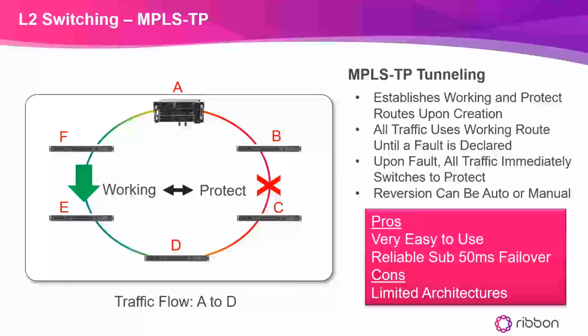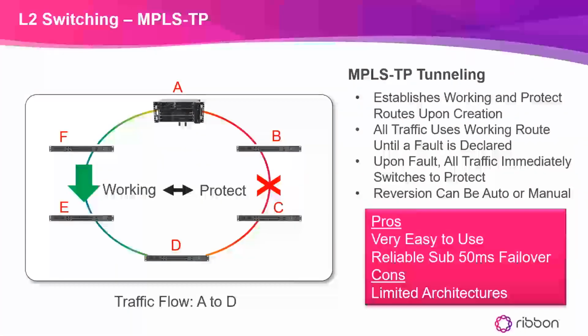Okay. So when you set up working and protect, you get to decide which one's working and protect. All of your traffic that enters that tunnel is going to go through the working tunnel, but it knows it can use the protect if it needs to because that protect tunnel is already nailed up and configured. When a fault is declared, which typically happens within 10 milliseconds, all traffic, all services within that tunnel immediately switch to protect, and now protect becomes working. So very, very straightforward, right?